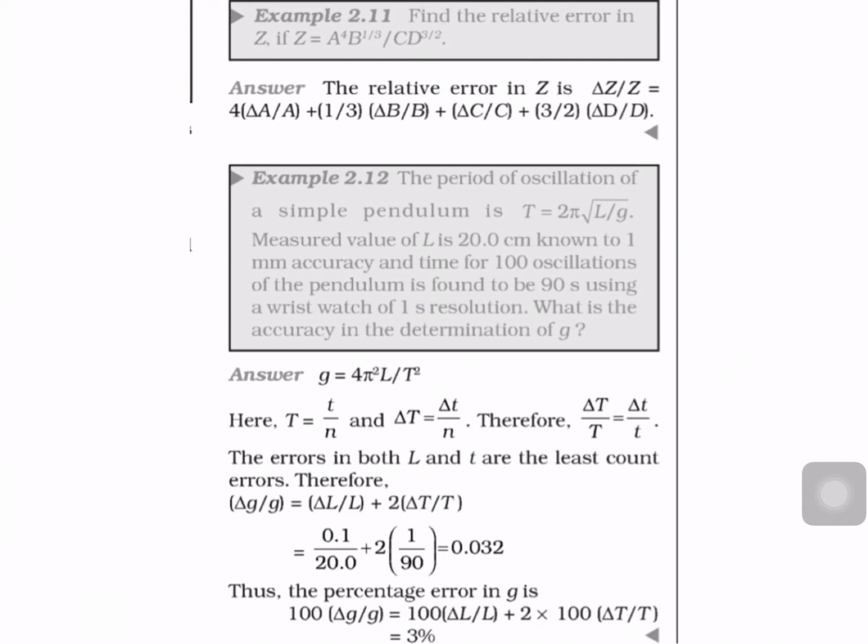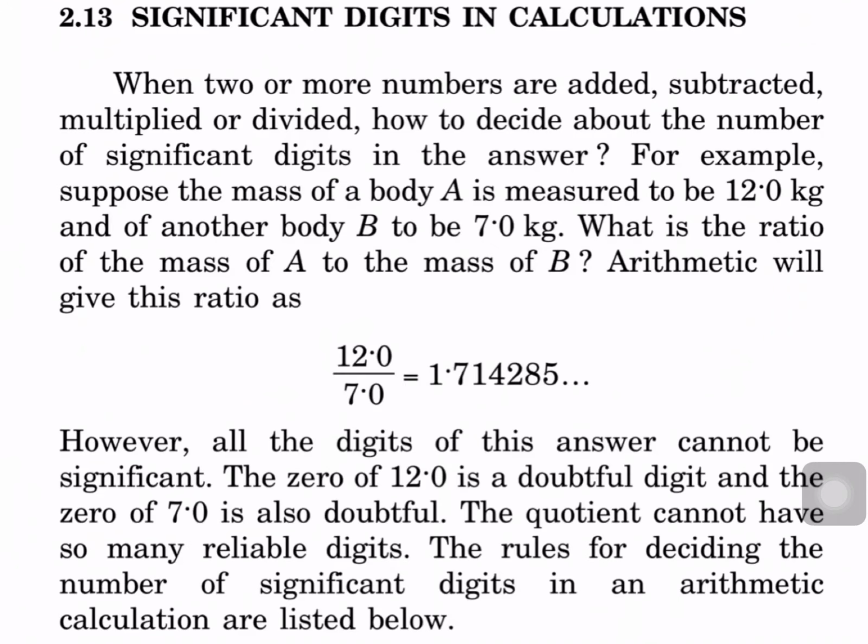The same way you can see another problem. And finally you can see significant figures in calculations. For the significant figure, for the case of 12.0 by 7.0, what is that? 1.714285. Normally you people are asking how many digits you have to maintain, how many digits you have to write in the final result. So for that purpose we need the significant figure.